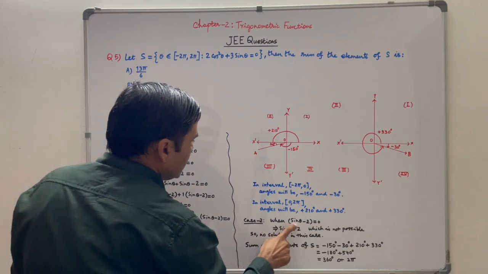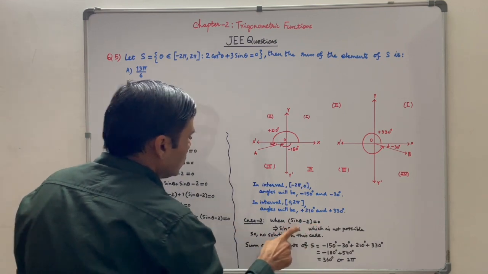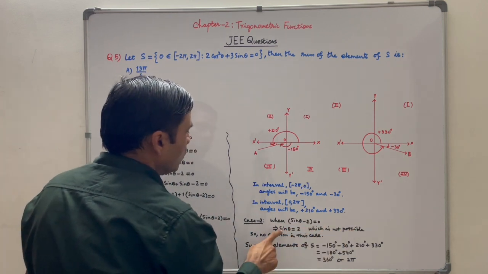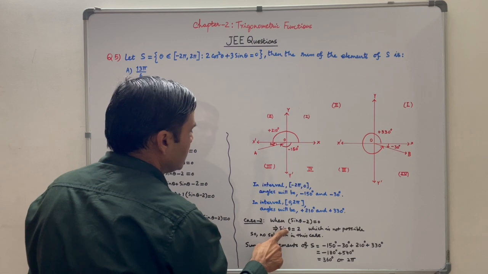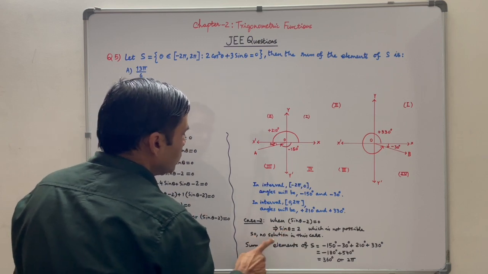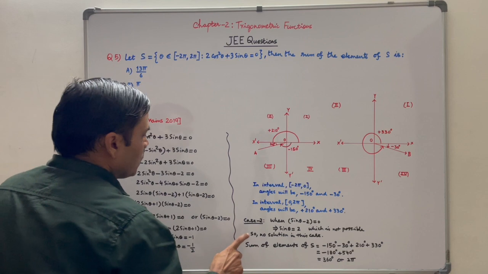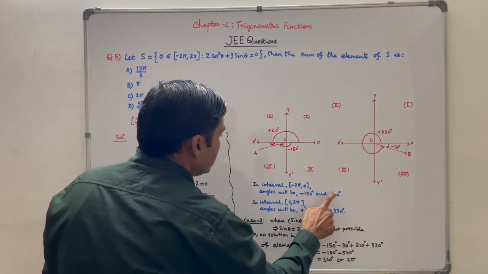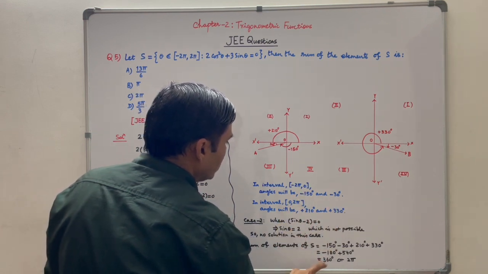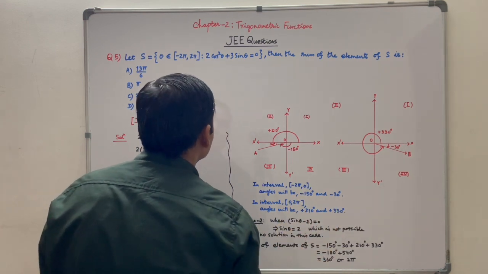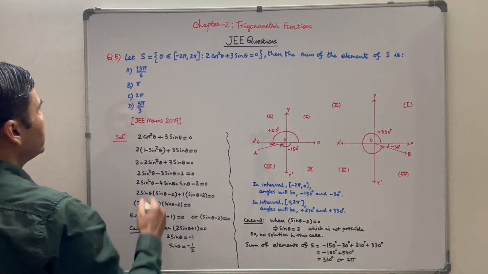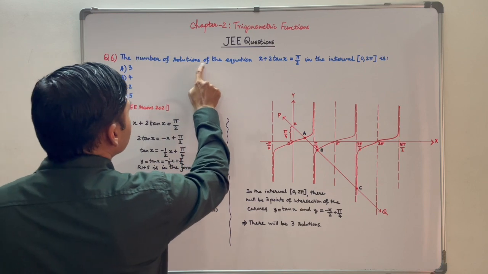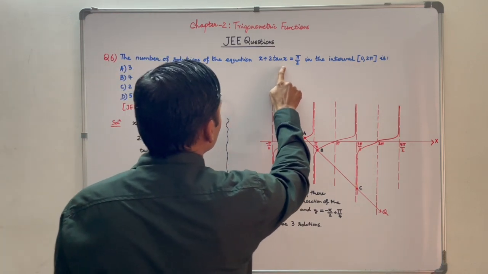Case 2, when sin theta minus 2 is equal to 0. So sin theta is equal to 2, which is not possible because we know the maximum value of sin theta is equal to 1. So no solution in this case. So finally, sum of the elements of S will be the sum of these four angles, which is equal to 360 degrees or 2 pi. So the answer is 2 pi. Option C is correct.